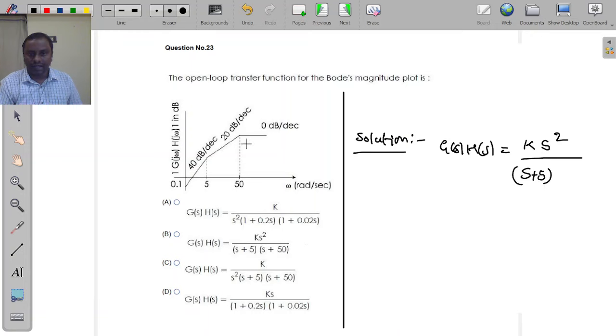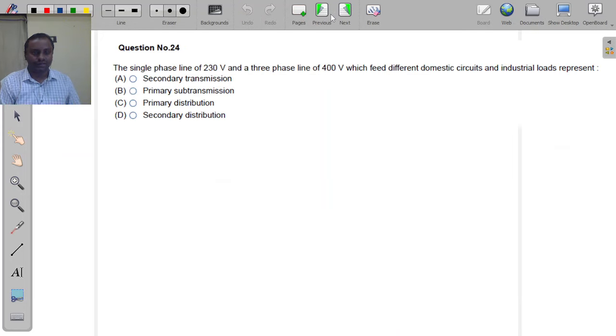Initially 40 minus 20 now becomes 20, in the sense a pole at 5 radians means s plus 5. Then again the corner frequency is 50. At 50 the slope becomes 0, meaning again minus 20 is added to the 20, in the sense again a pole with corner frequency 50, s plus 50. So K into s square by s plus 5 into s plus 50. So the answer for this is option B.